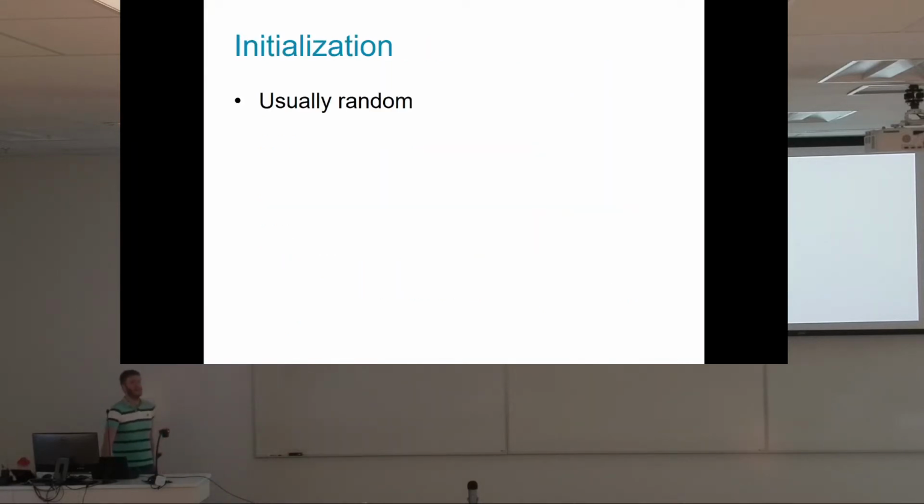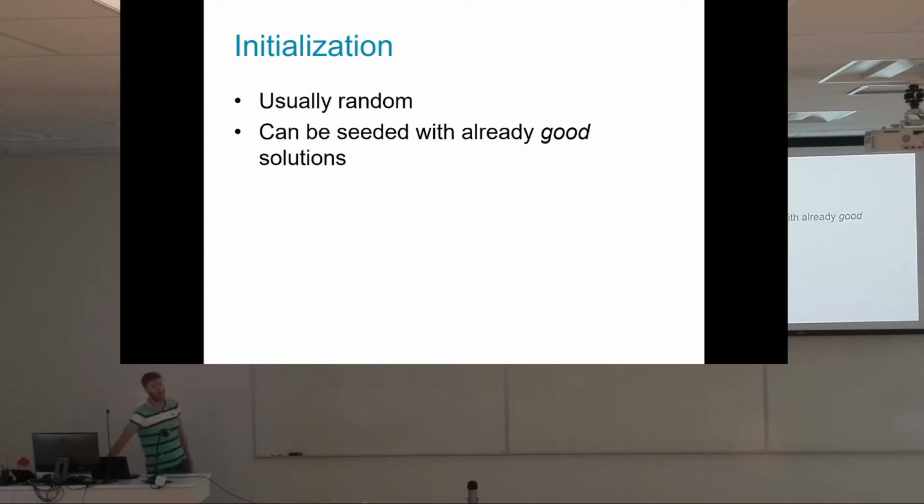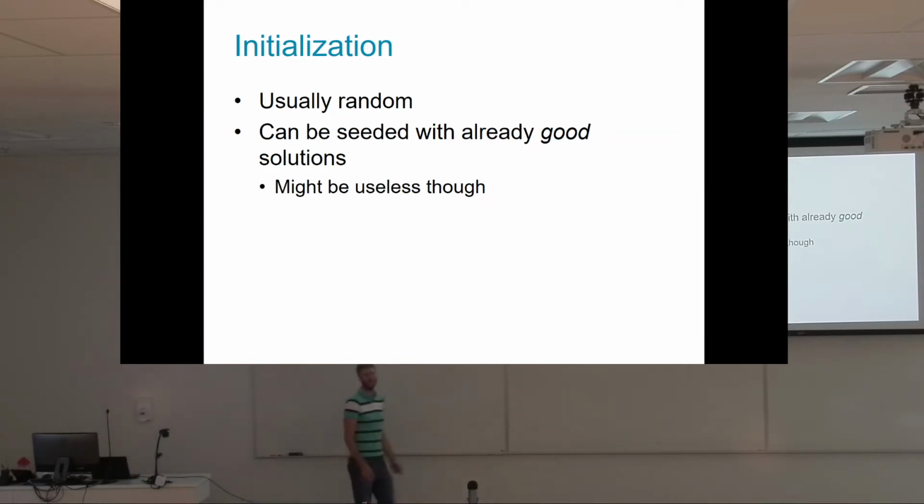Okay, initialization, how do you start? Random a lot of times. You can seed it with already good solutions, but there are potential drawbacks with that. If you're doing TSP, generate a bunch of random permutations and start from there. If you have a reasonably good permutation to start, maybe you throw a couple of those in the population, but the problem is it might cause things to converge too quickly onto that solution, and maybe that solution is a local optimum. So that could backfire.